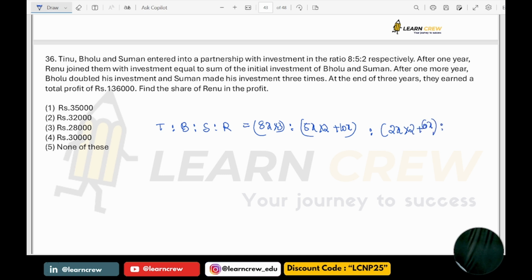Then sum of these two is 7x for 2 years. Thereby the ratio of the investment would be 12:10:5:7 after cancellation. Okay, so the total profit is 12 plus 10, 22 plus 5, 27 plus 7, 34 parts. If 34 parts is 136,000, each part is 4,000.